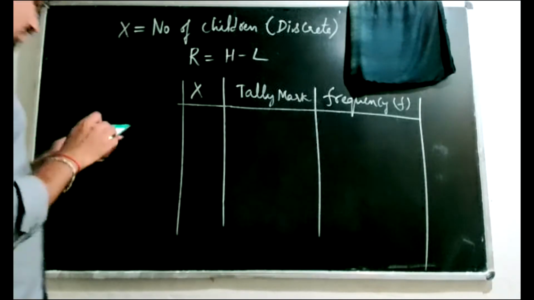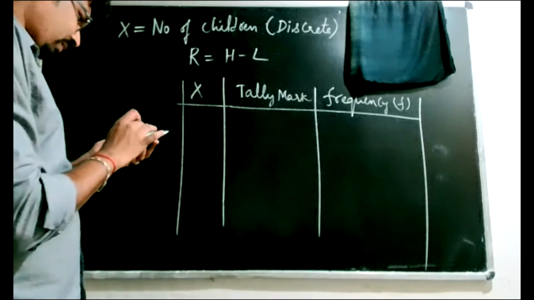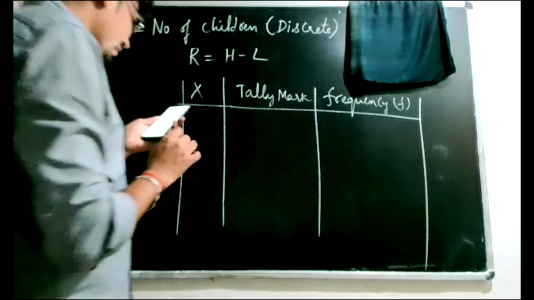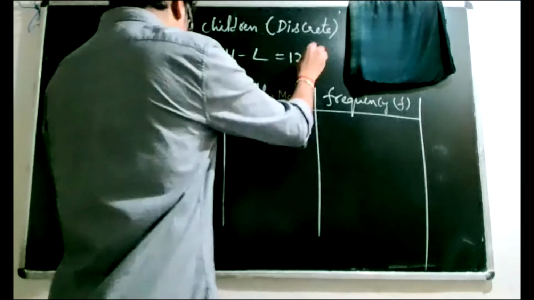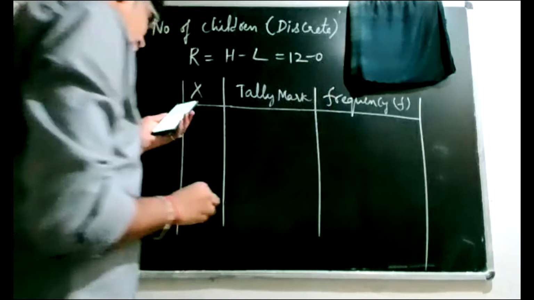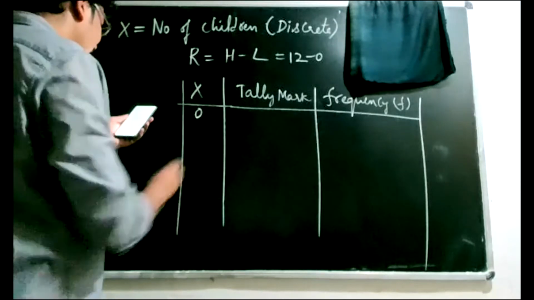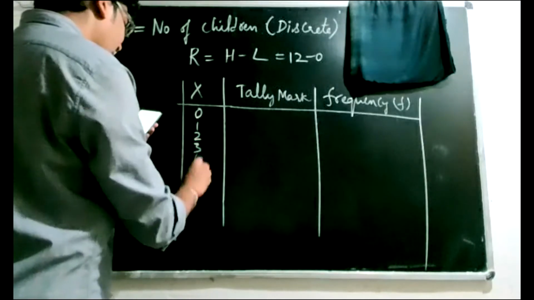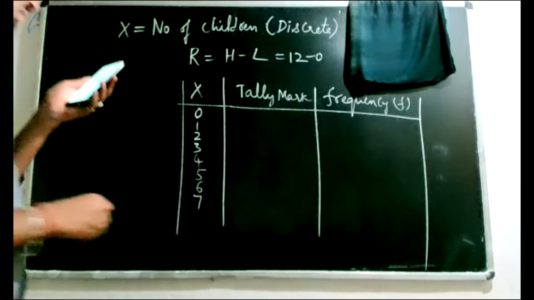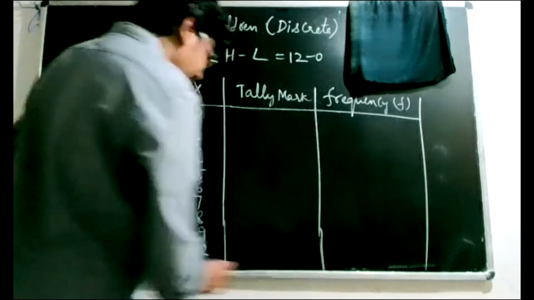Okay, so if I look into the highest value in the given data, I have the highest number as 12 in a certain family, and the minimum is 0. So the range is 12. The possible values of x are 0, 1, 2, 3, 4, 5, 6, 7, 8, 9 and then 12. 10 and 11 are not in the data at all. So I need not worry about writing 10 and 11.